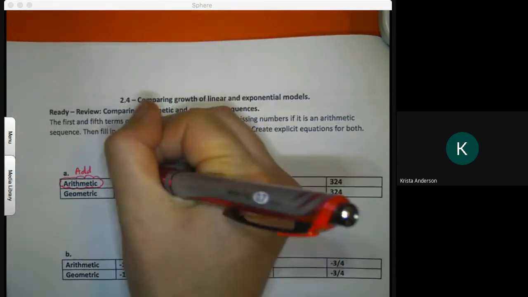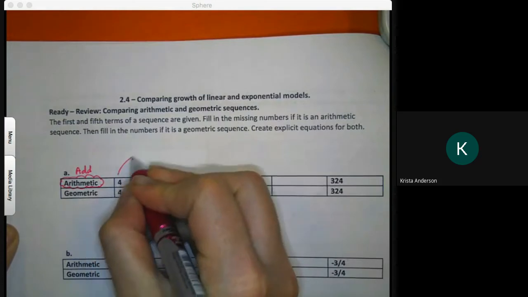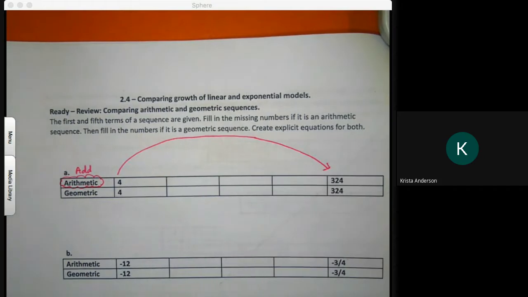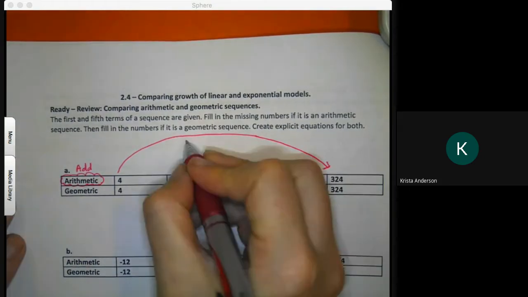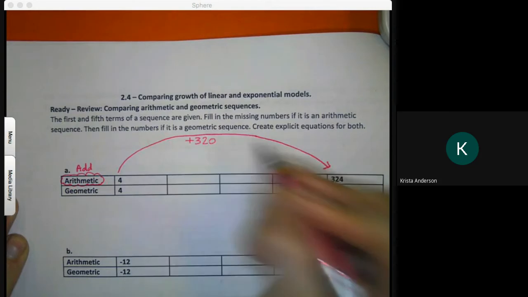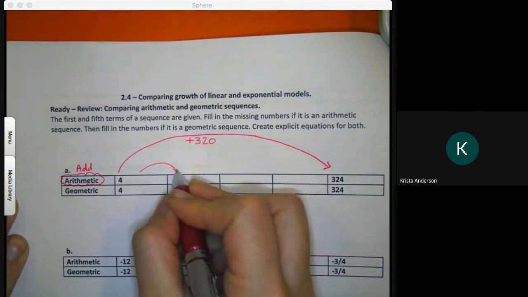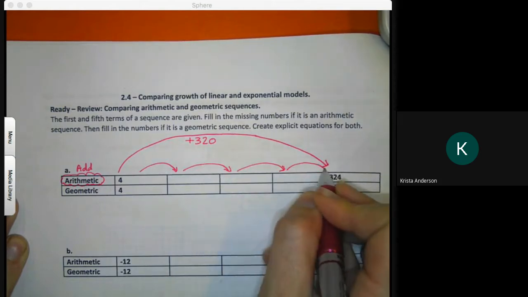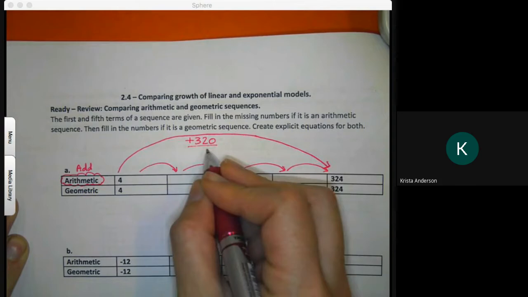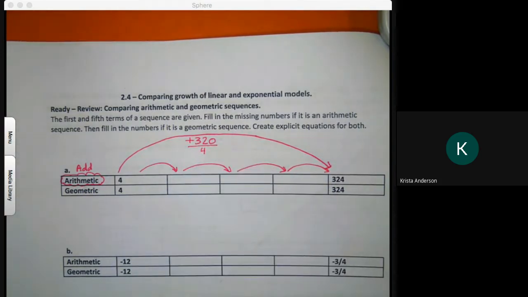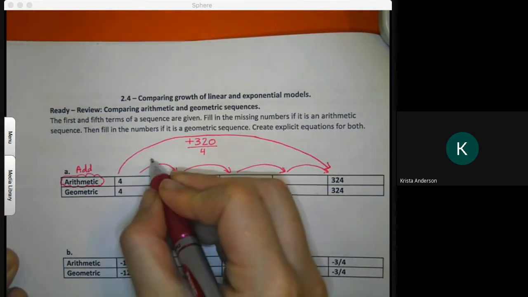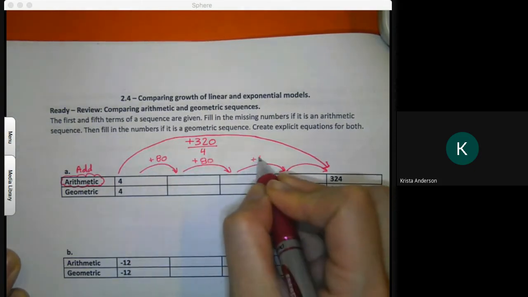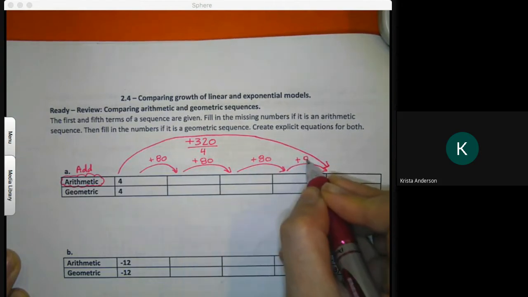So 4, how do I get 4 to go all the way to 324? Add 320, but I need to split it into 1, 2, 3, 4 jumps. So I'm going to divide it by 4, which gives us plus 80 plus 80 plus 80 plus 80.